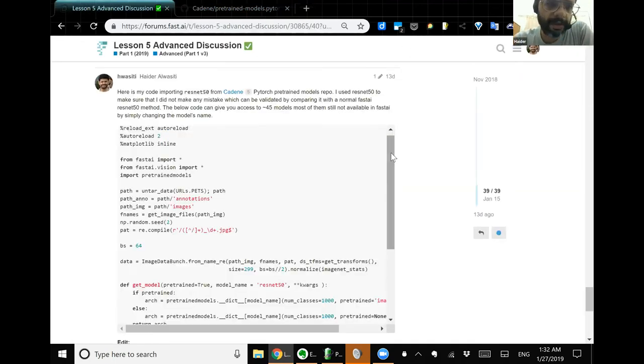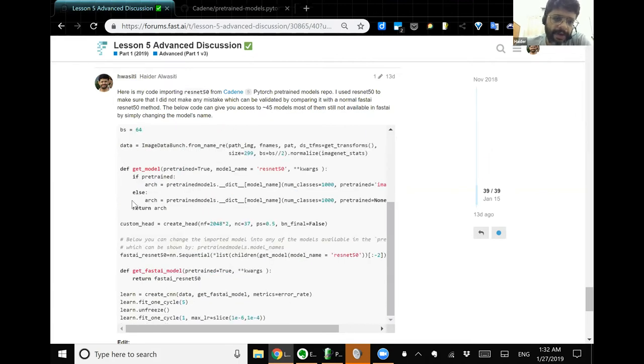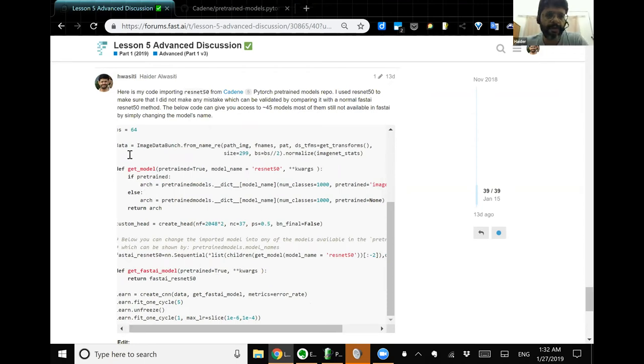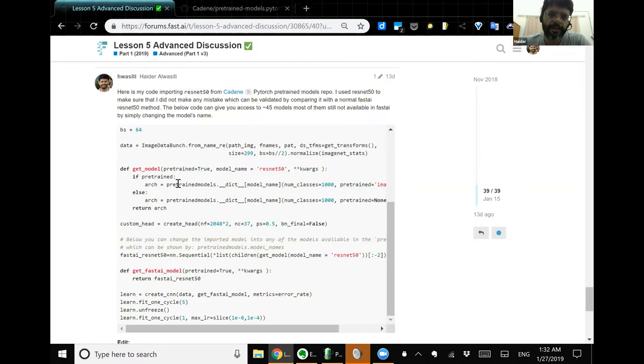What the code that worked for me here, this is the usual PETS model notebook, and here is the function that we can use to import the models, and this is the recommended way on the GitHub page. But this is not enough.